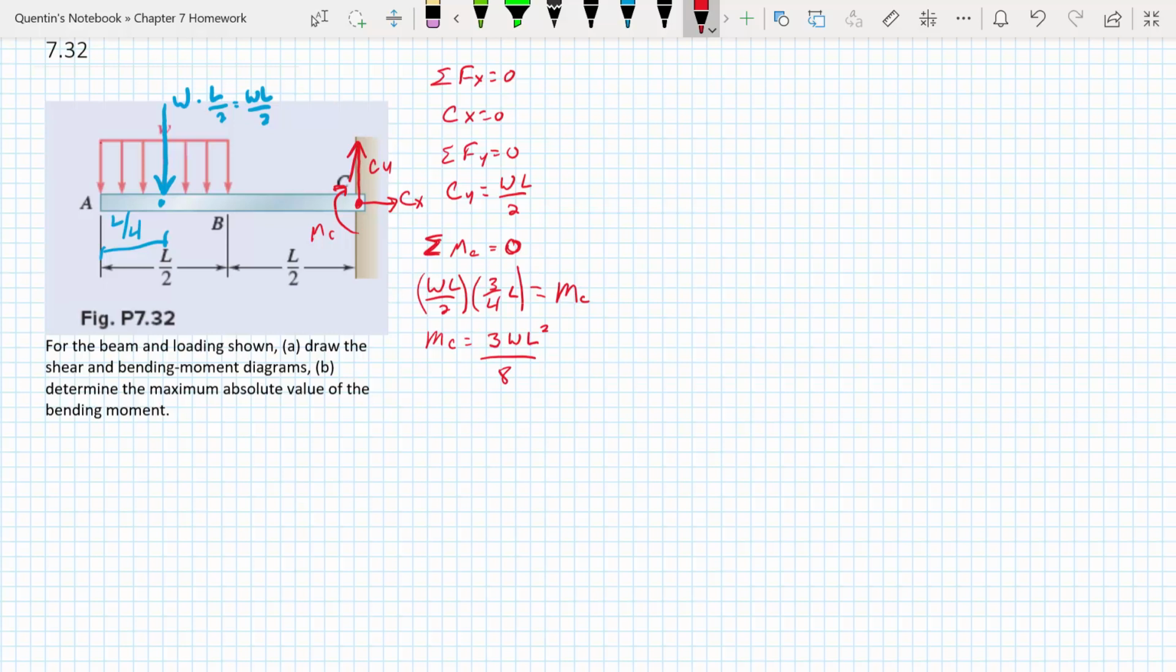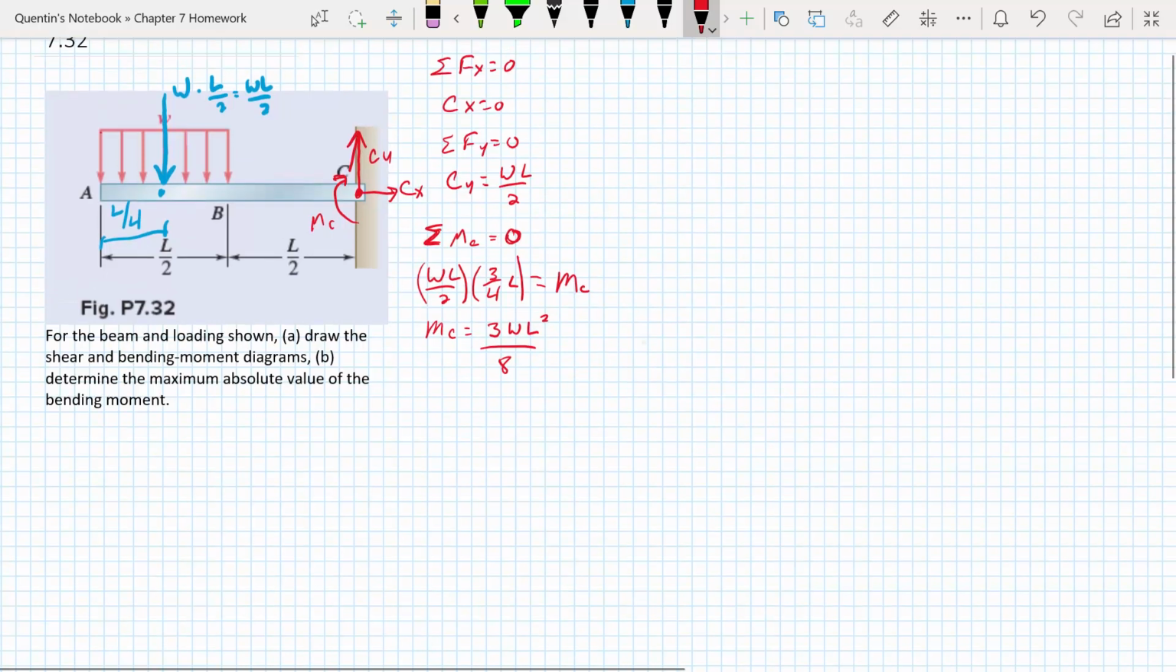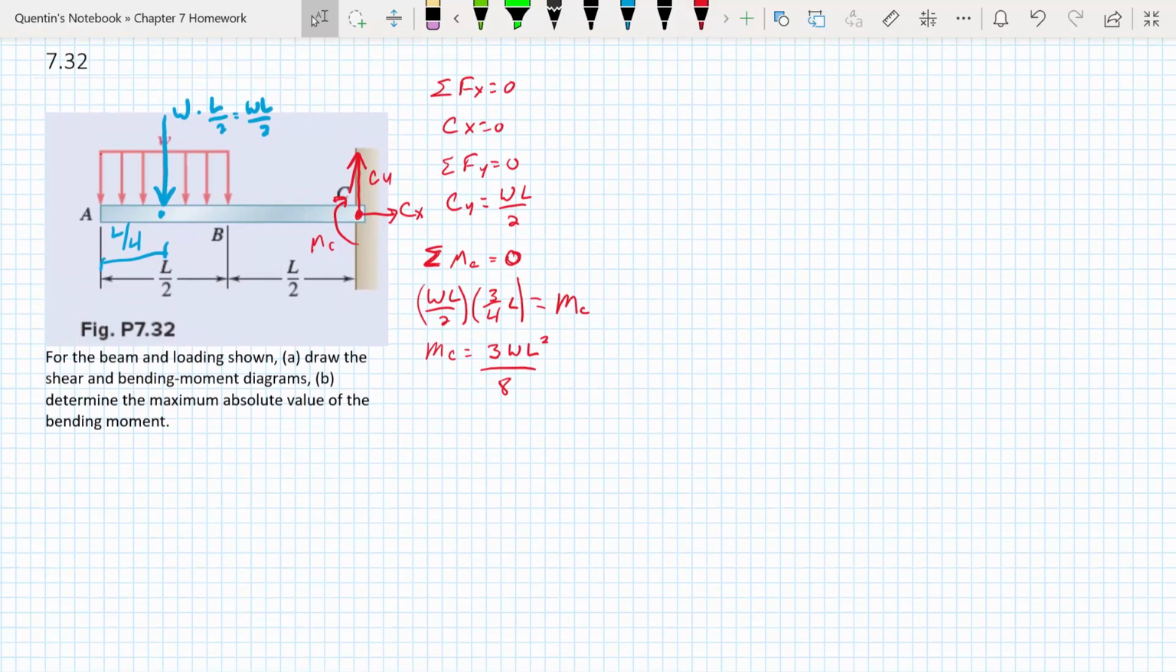Okay, so now we have the unknowns. Now we've done the stuff that has nothing to do with chapter 7. So now let's start our chapter 7 stuff, and by that, I mean we're going to draw the shear and bending moment diagrams. So we have this beam here, with the distributed load halfway across the beam, and then we have some loads going on here. That was an awful arrow. I'll draw it this way. Moment there.